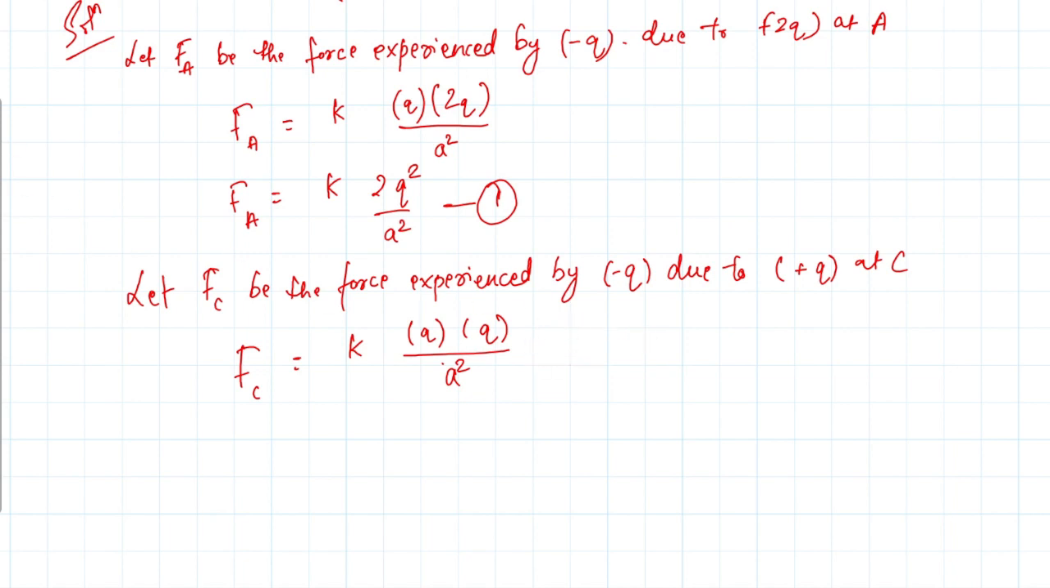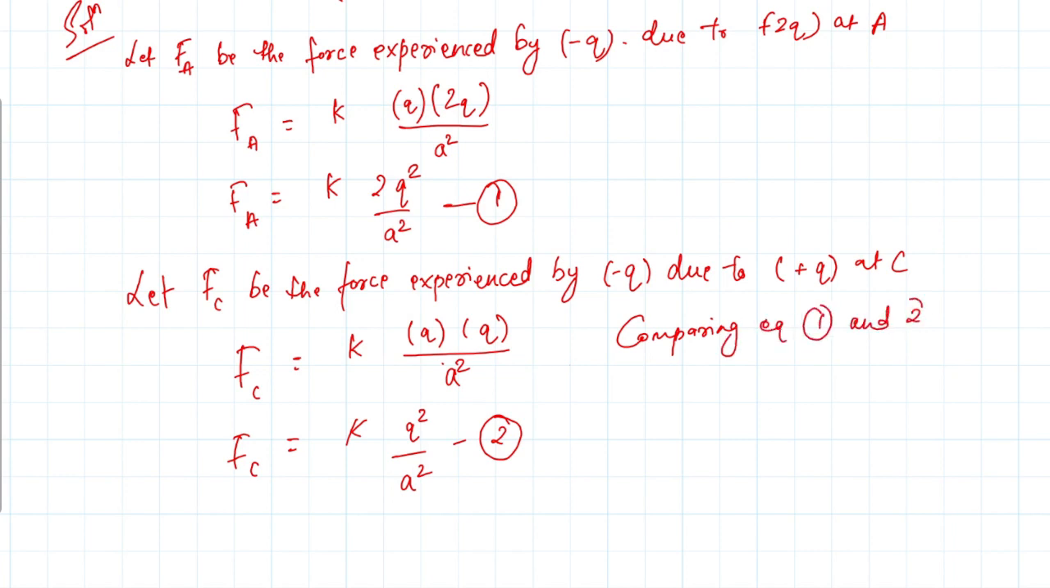Let us solve this one and we'll see that FC will be q and q times q, which is q squared, over a squared. So that's equation number 2. Okay, now compare equation number 1 and 2. Comparing equation 1 and 2, you see this FA. If I bring 2 outside and take this k inside, k q squared by a squared, you can compare, is nothing but FC.